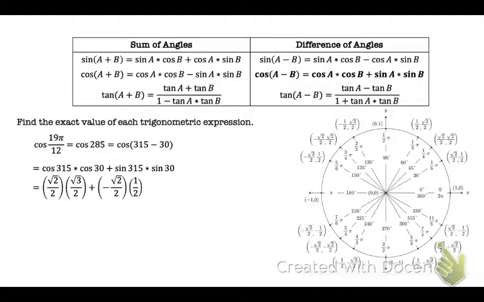Cosine of 30 is square root of 3 over 2. Sine of 315 is negative square root of 2 over 2, and sine of 30 is 1/2. So that's going to be square root of 6 over 4 minus square root of 2 over 4, which is square root of 6 minus square root of 2 over 4.